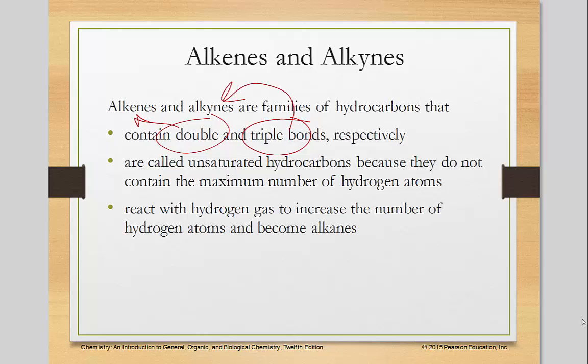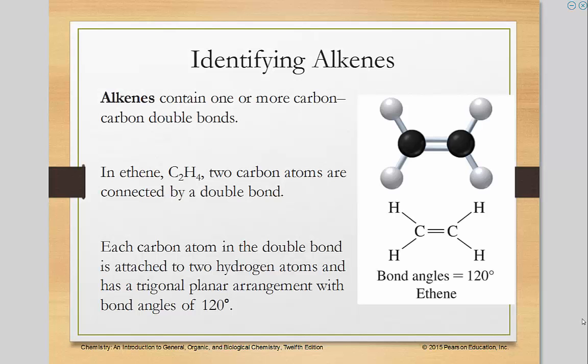They're considered unsaturated. So remember when we talked about all single bonds means that they're saturated hydrocarbons? If there's a double or triple bond in there, it's considered an unsaturated hydrocarbon because they don't contain the maximum number of hydrogens. They react with hydrogen gas to increase the number of hydrogen atoms and thus becoming alkanes.